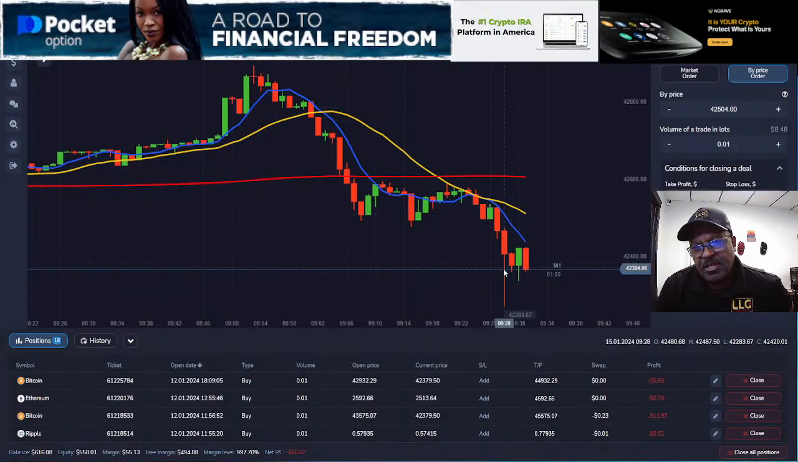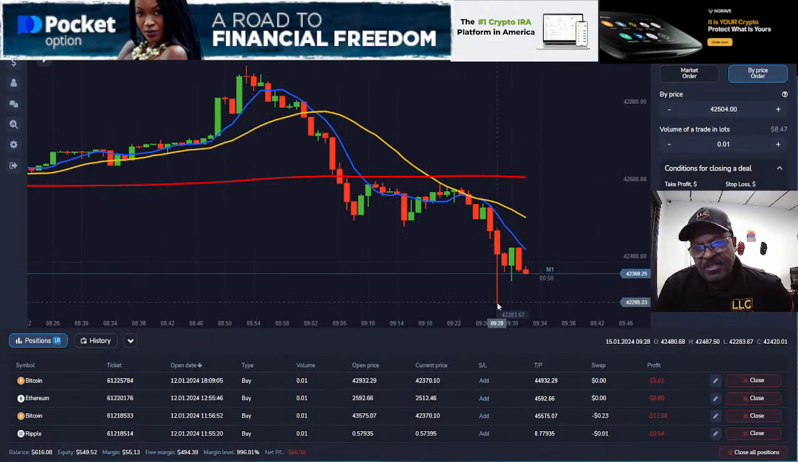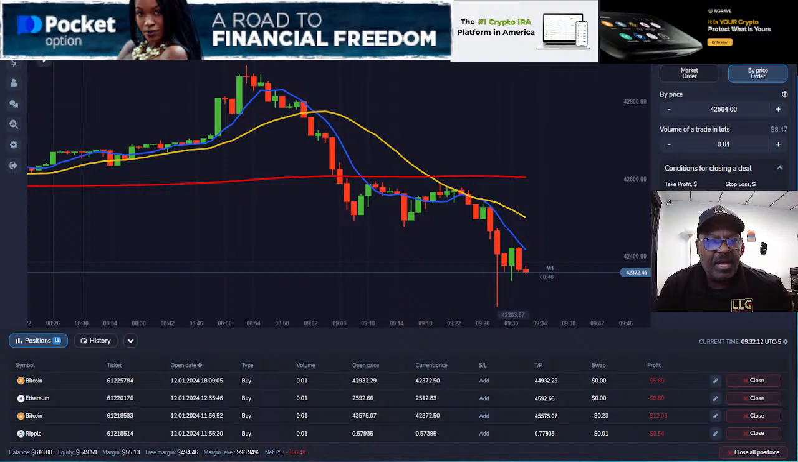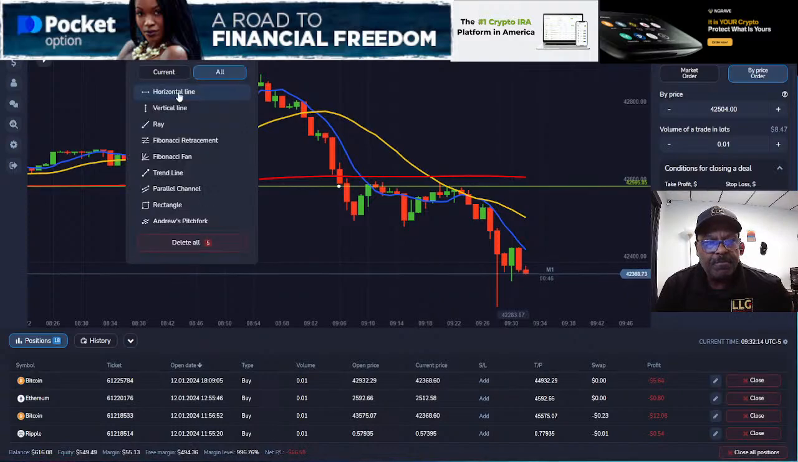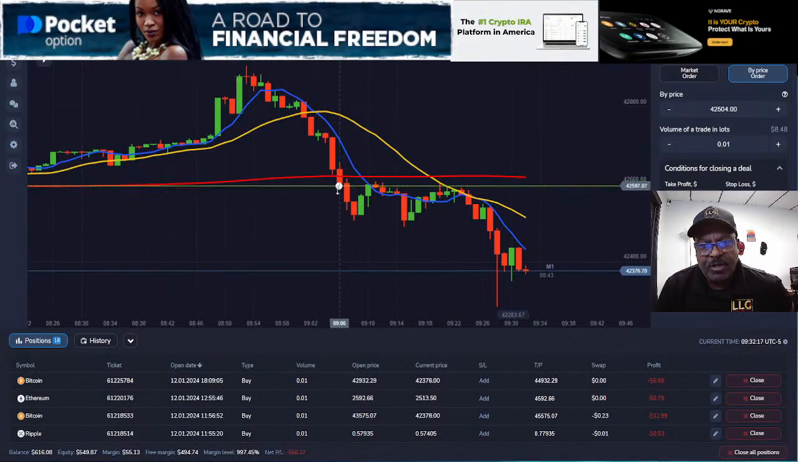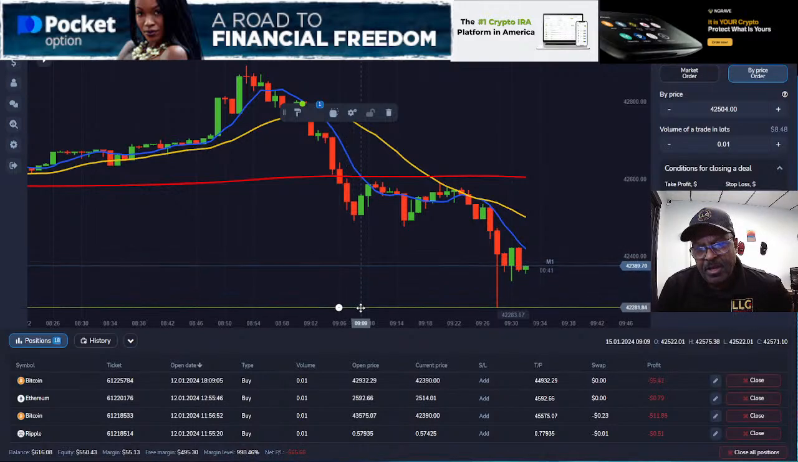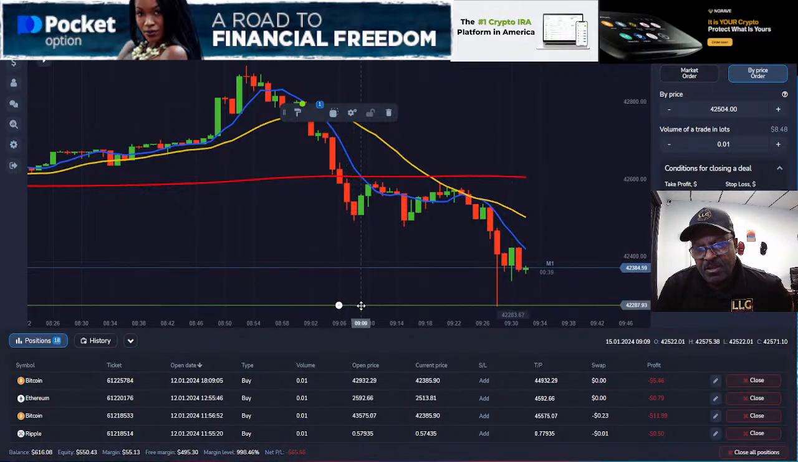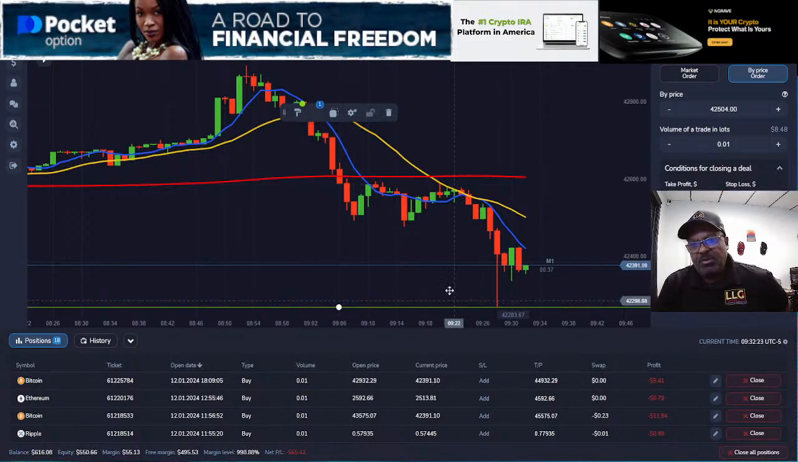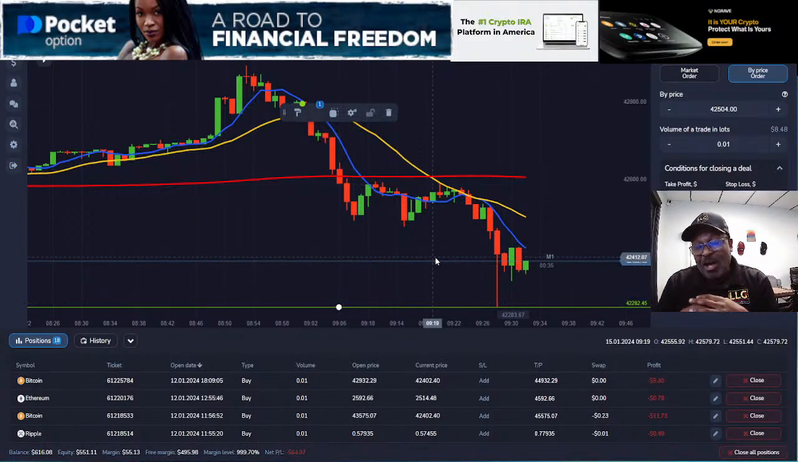lower because look at this wick. I've always found out when you got these wicks like this, that's telling it that area has been tested. So as it's been tested, sometimes I like to put a mark, just a reference point. So I'll take this down here and I'll say, okay, this is the lowest point. See, we're still in the 42,000s.